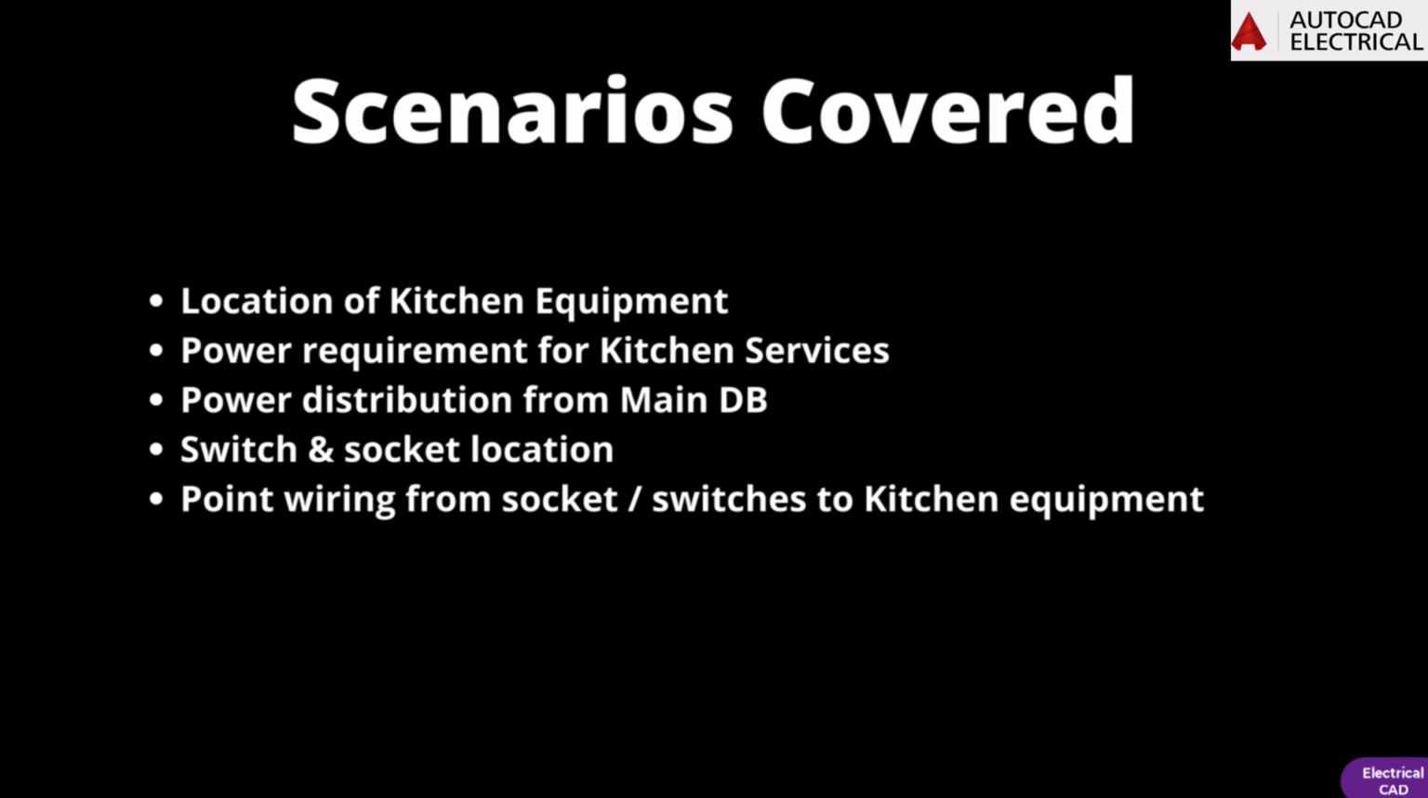The following scenario will be covered as a part of this case study. First, location of the kitchen equipment. Second, power requirement for kitchen services. Third, power distribution from main DB, that is distribution board. Fourth, switch and socket location. Fifth, power wiring from socket or switches to kitchen equipment. So let's start.